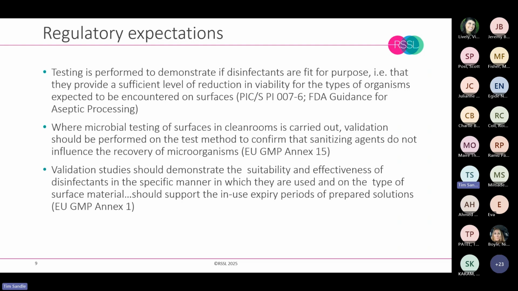So we see references here to the PICS guide and also to the FDA guidance on aseptic processing, and also to EU GMP Annex 15, which is the annex for validation, but also EU GMP Annex 1, which is of great consequence for sterile product manufacturing facilities. And that's very clear that disinfectants and the disinfection process, and the emphasis upon the process will also link to the second part of this webinar, is validated.